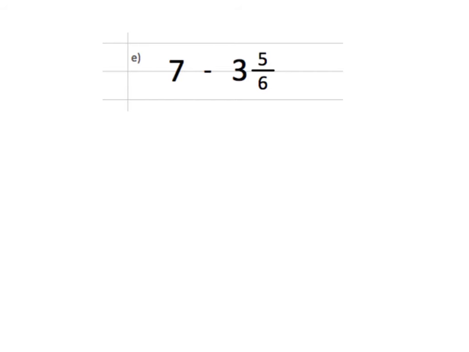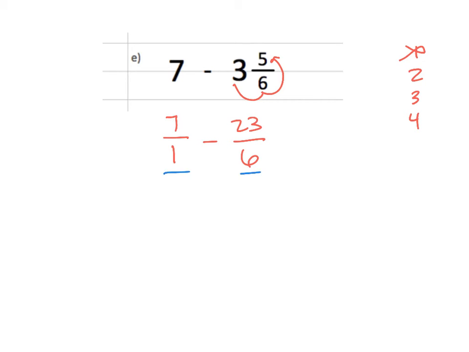Now with these, sometimes we have improper or whole numbers rather. We can still work with that. We still have our 4 steps. Step 1, we're going to change this into an improper fraction. With a whole number, you just put it over 1. Minus 3 times 6 is 18, plus the 5 is 23. So 23 over 6. There's step 1.